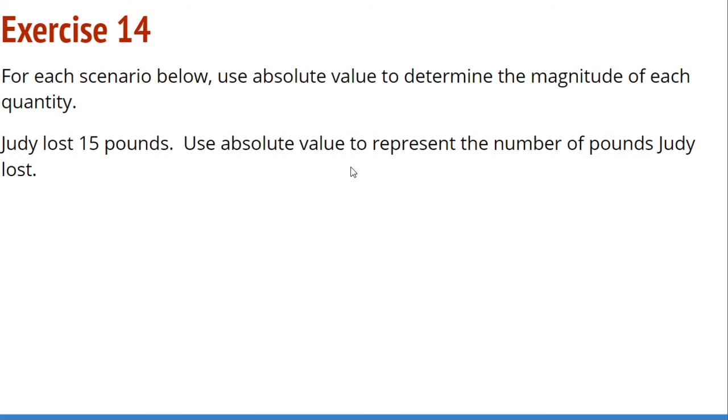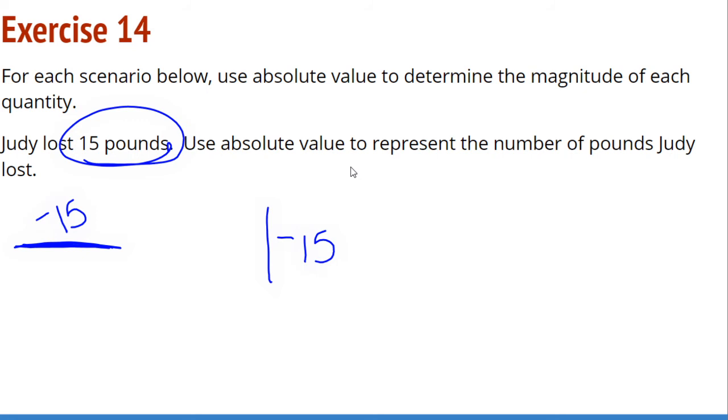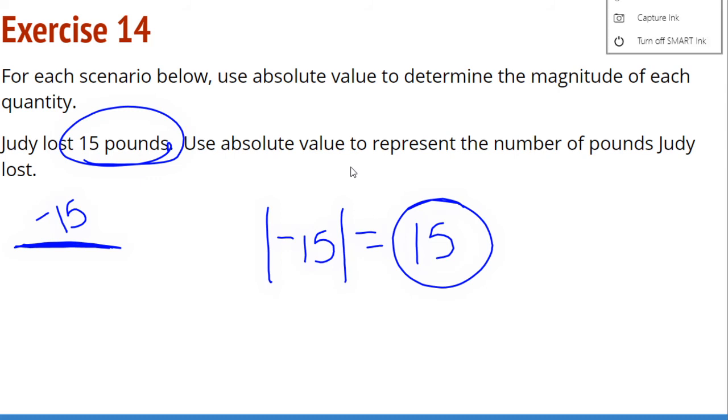Judy lost 15 pounds. Use absolute value to represent the number of pounds Judy lost. So losing 15 pounds is a negative 15, but we wouldn't say that Judy lost negative 15 pounds. What we would say is that she lost 15 pounds. The situation is represented by the negative integer. However, if we're going to talk about how many pounds she lost, the magnitude, we would say that she lost 15, the absolute value of the negative 15.